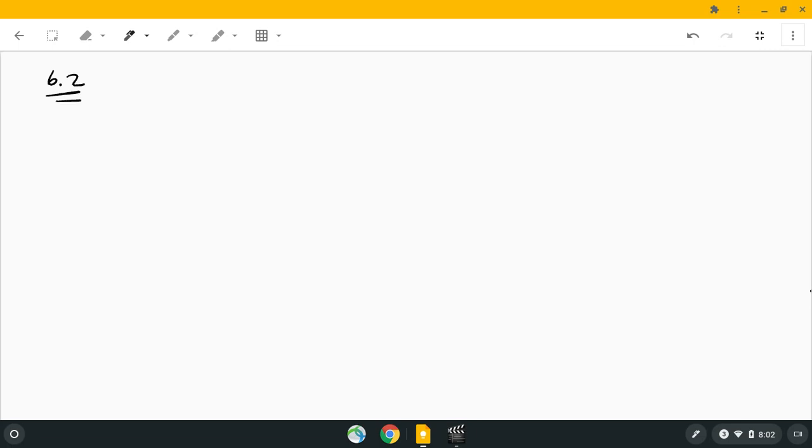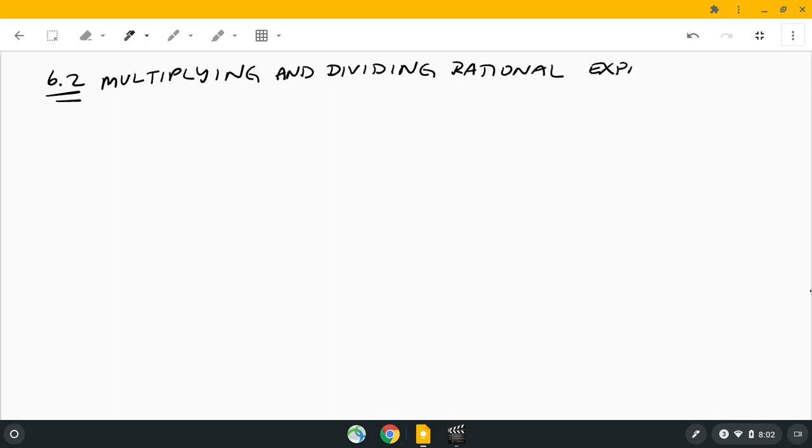Okay, so 6.2, multiplying and dividing rational expressions. All right, so before we take a look at multiplying and dividing rational expressions, let's do a quick review on multiplying and dividing regular numbers, fraction numbers, okay?